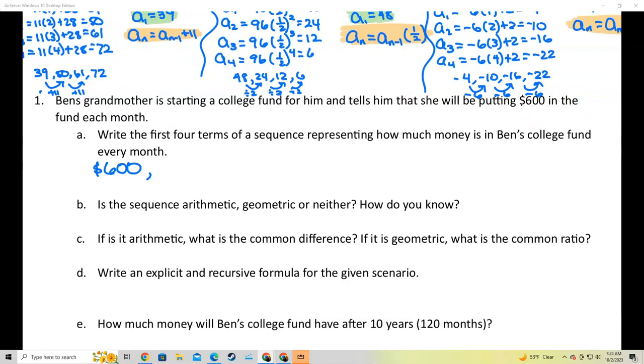And then what happens the next month? They're going to get another $600, so that'd be $1,200. And then after another month, they're going to add another $600, so that'd be $1,800. And then after another one, they're going to get another $600, so that's $2,400. Is it an arithmetic sequence, geometric, or neither? How do you know? Well, we know that this is arithmetic because we keep adding 600.